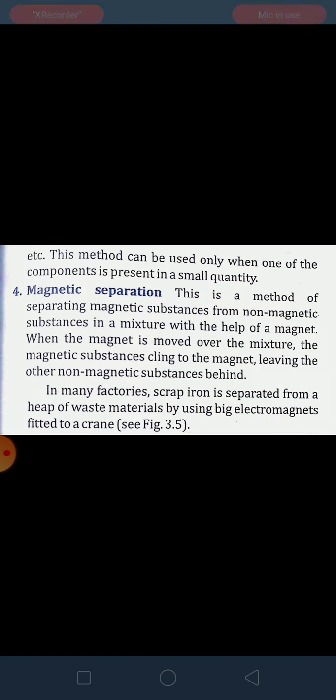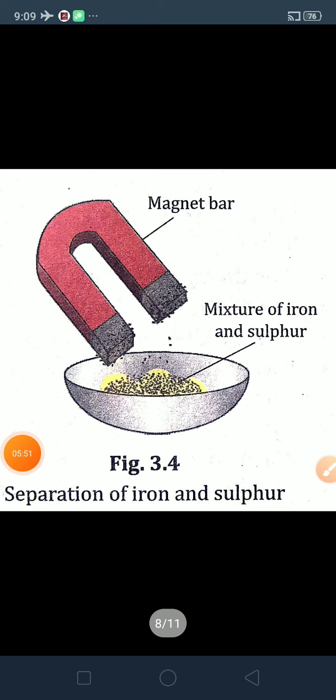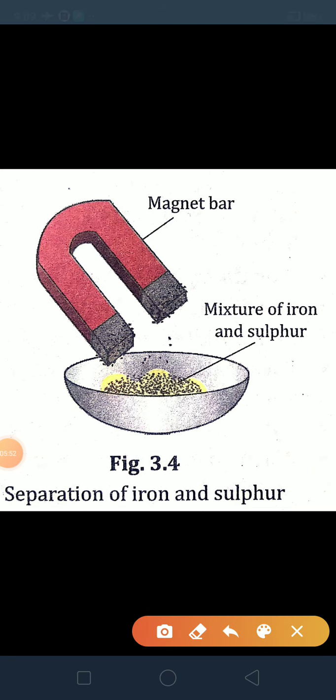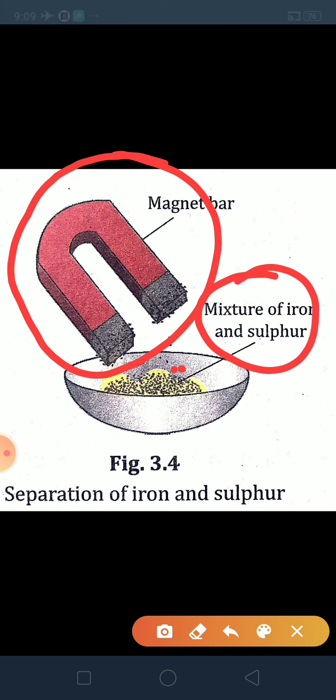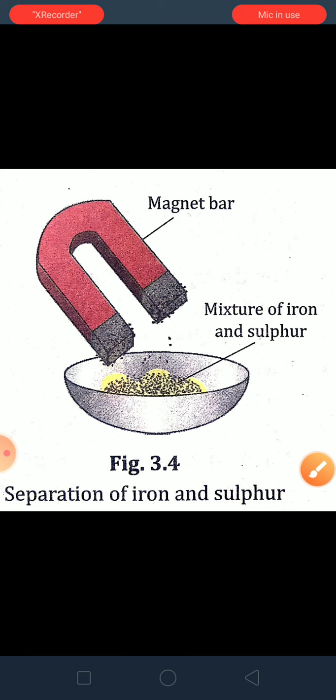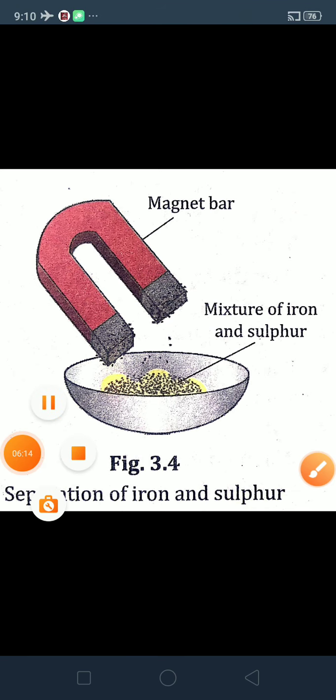For example, here is a mixture of iron and sulfur. By the help of a magnet, that is a magnetic bar here, is taken. Iron, which is a magnetic substance, can be separated from the mixture of iron and sulfur. In this way, we can separate a magnetic substance, and the process is called magnetic separation.